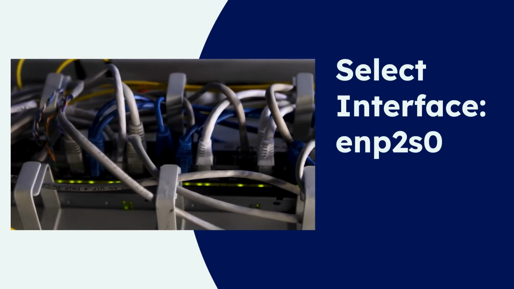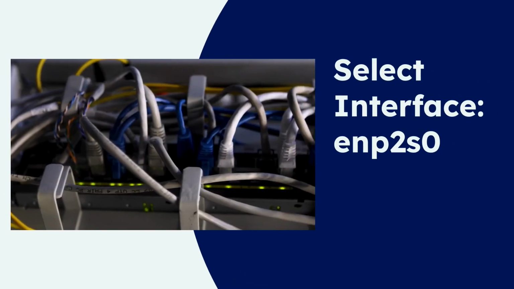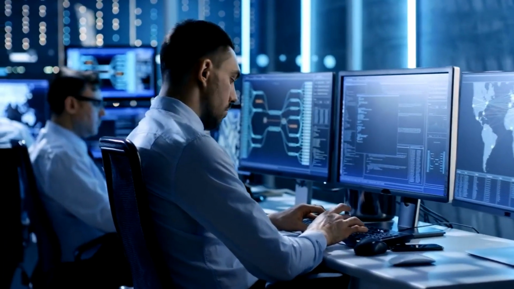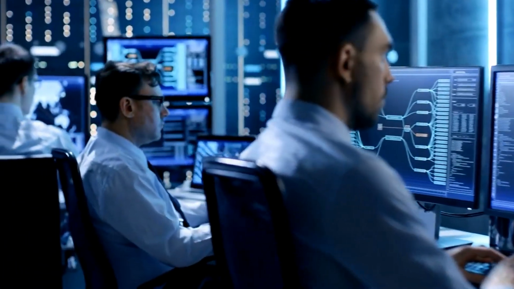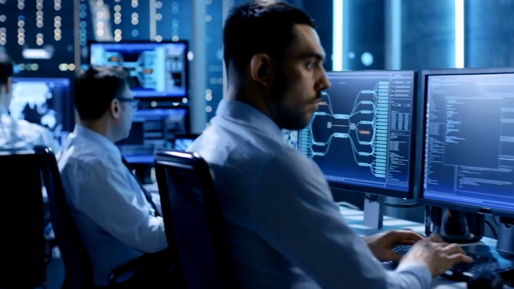First, open Wireshark and select the correct network interface, which is typically labeled as ENP20 in this lab setup. Next, click the blue fin icon to start capturing. Let the capture run for about 5 seconds. That's usually enough time to gather some network traffic data.